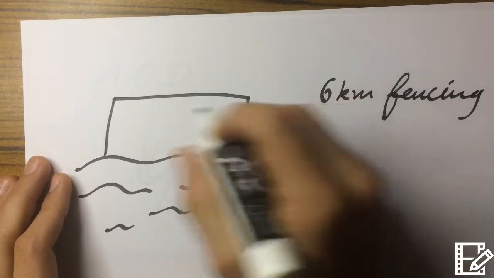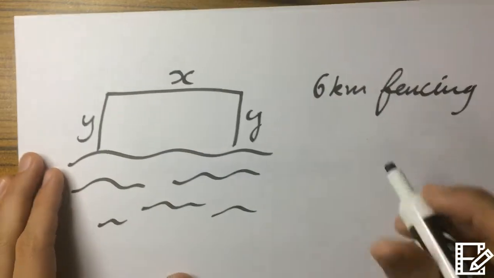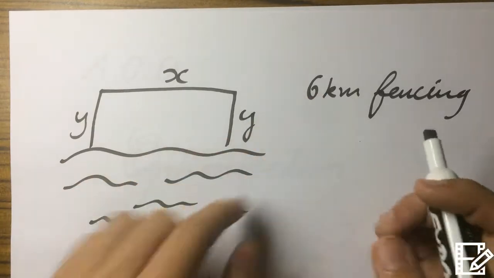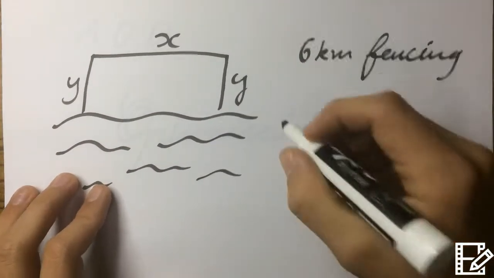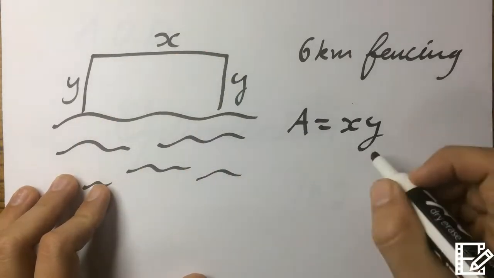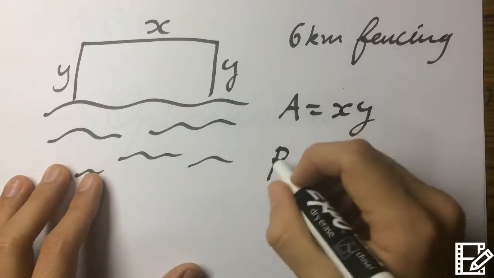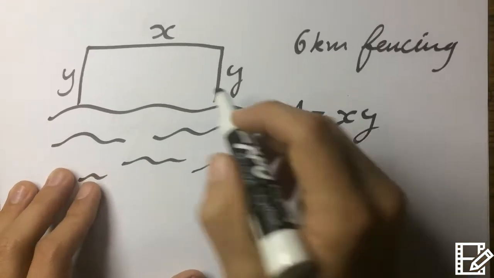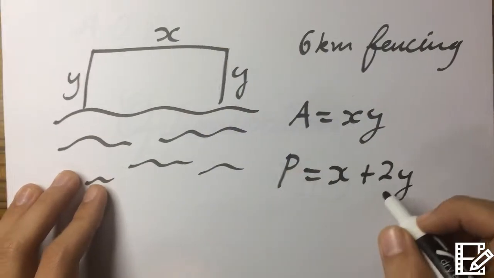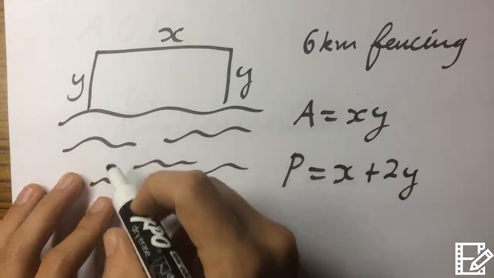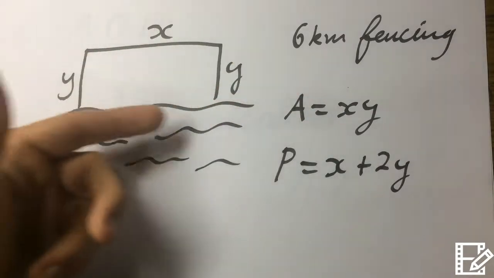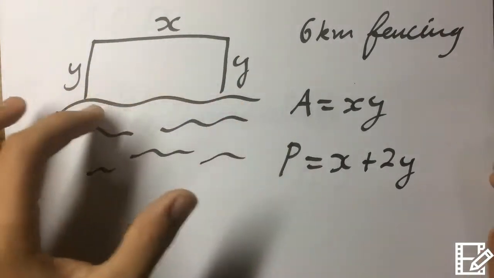And we're going to have y, and we're going to have x. So we're looking for the most we can get out of 6 kilometers of fencing. Just like before, we're going to write down the area, length times width, x times y, and the constraint, which is the perimeter. Perimeter equals, well, we have 2 y's and we have 1 x, so x plus 2y. We're not going to use the x along here because he's using the ocean as a border, so he doesn't have to waste fencing on that side.